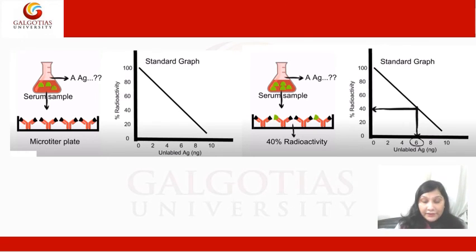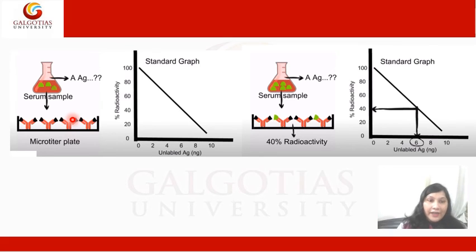Now is the time to find the concentration of our sample solution that we took at the start, which was our actual objective. We have to find the concentration of A antigen in this serum sample. Now what will we do? We will again make the microtiter plate of 100% radioactivity. Now we will add this serum sample to this microtiter plate, right?